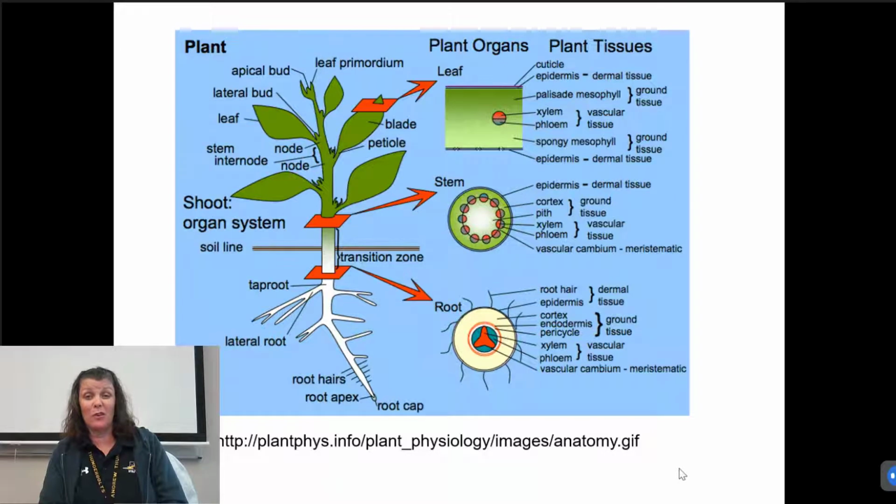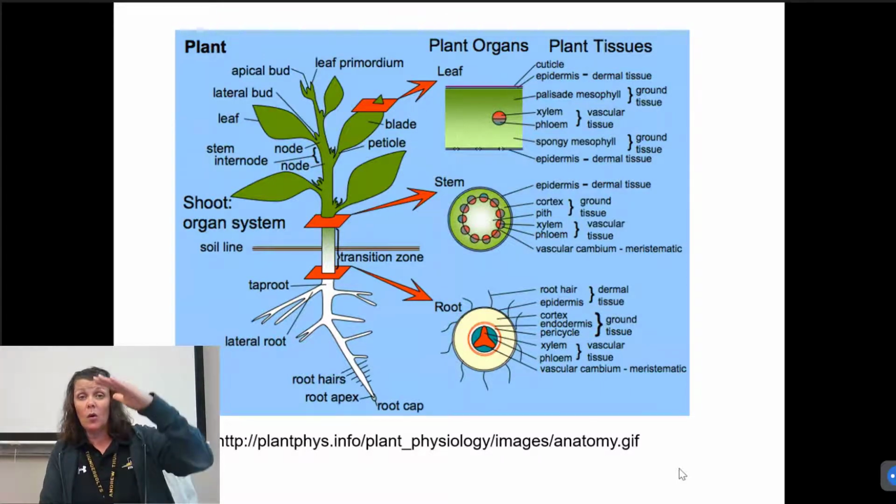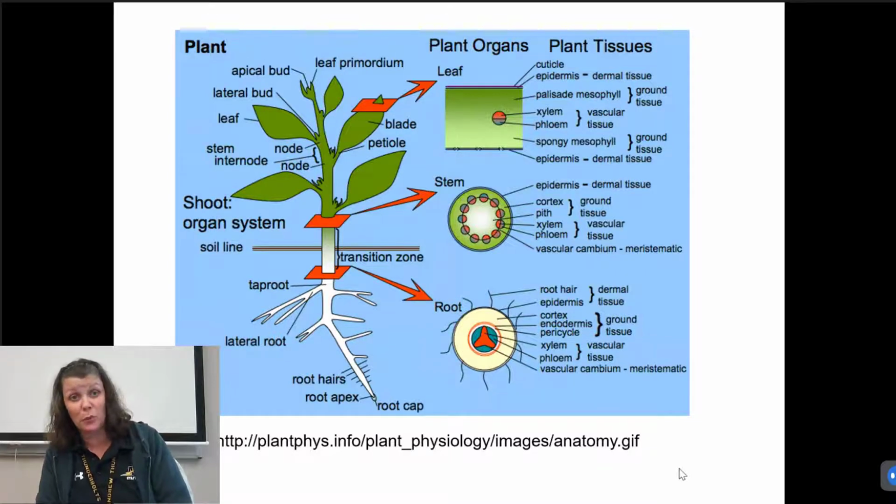This next page has a lot on it. I put it in there because I thought it was a really cool picture. But what I want you to appreciate is, again, the different arrangements of the tissues, whether it be a leaf, a stem, or a root. And if the arrangements and the amounts are different, that is going to result in different functions in those three organs.